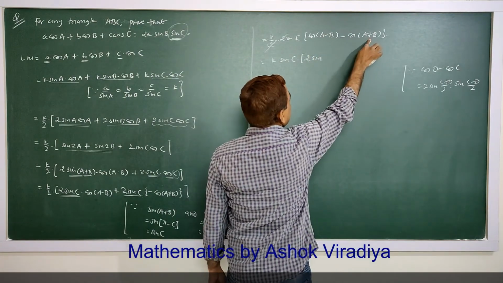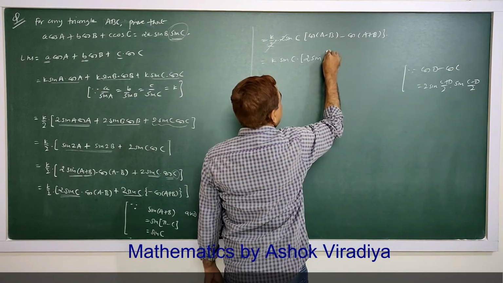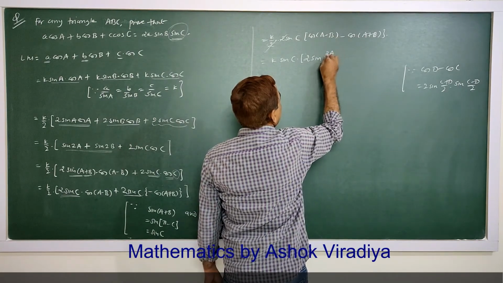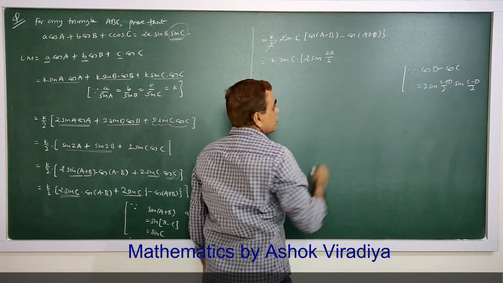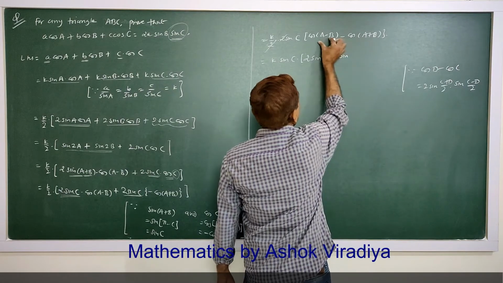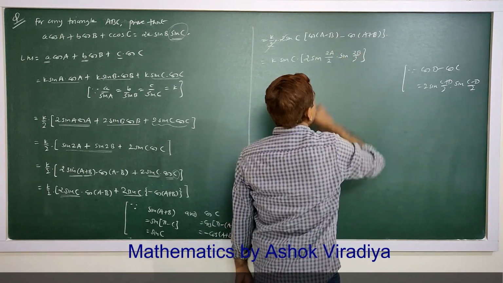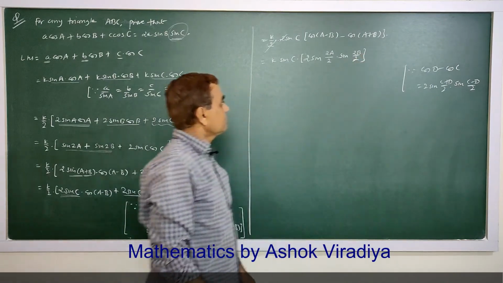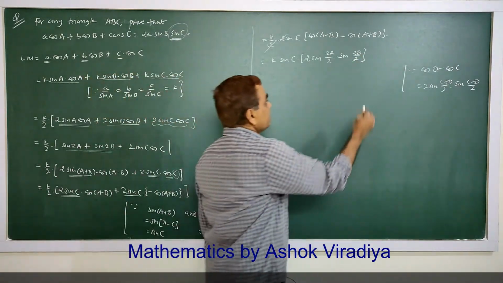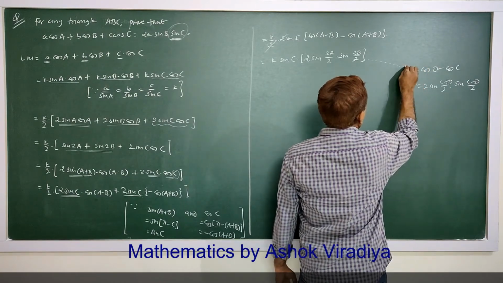So 2 sin, c plus d is 2a, so 2a by 2, sin c minus d. The difference of these numbers is 2b by 2. So the reason for this step is shown here. This is the reason for this step.